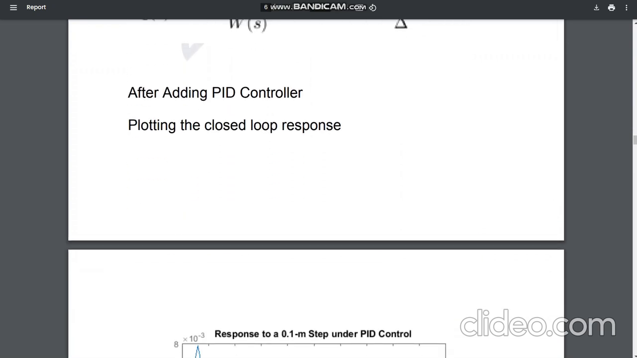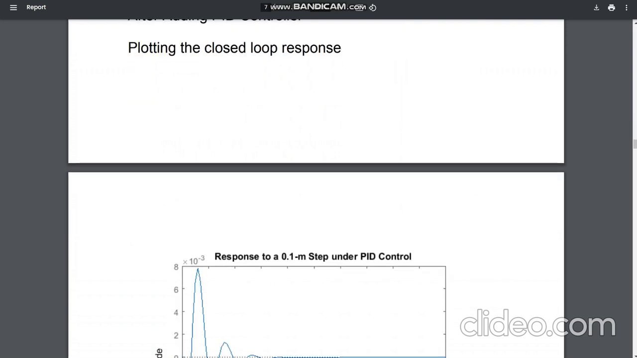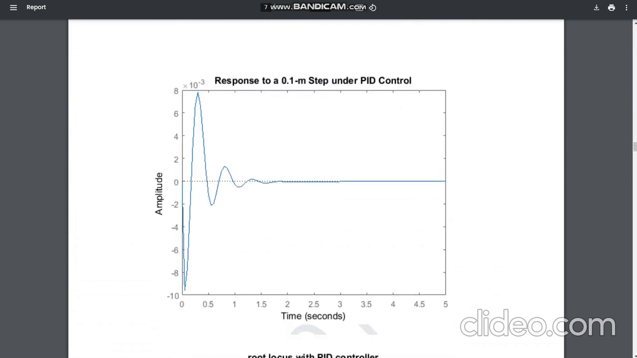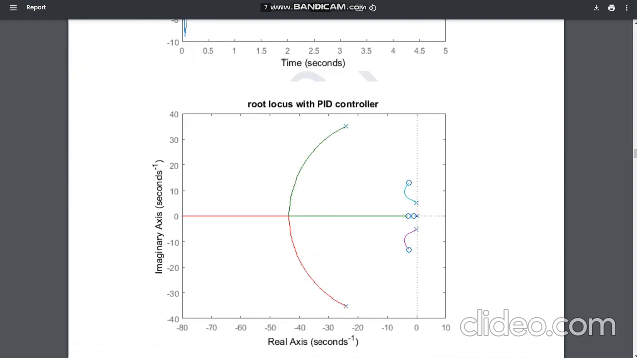After adding a PID controller, the closed loop response plot is this, which is a transient response. The root locus with the PID controller is this, which is also in the left side. So we can say that this is stable.